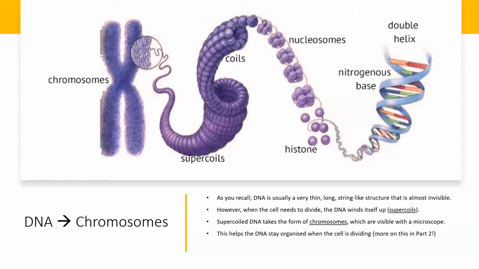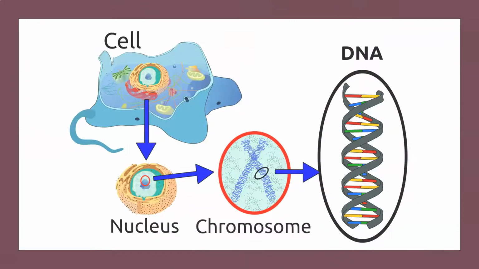During cell division, the last thing you want is a heap of DNA all mixed together like spaghetti. We need it much more organised. So just before cell division, our DNA supercoils into chromosomes ready to divide, and those chromosomes can be seen under electron microscopes. In this graphic, we can see our cell, and inside our nucleus we've got our chromosomes, and those chromosomes are made from DNA.